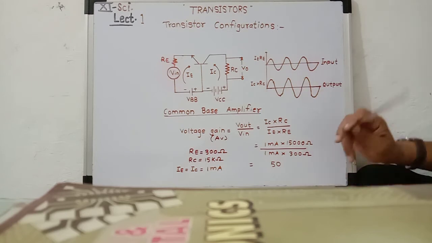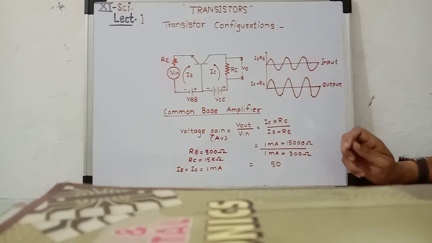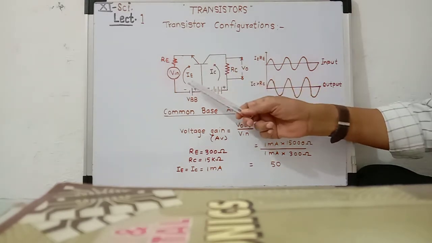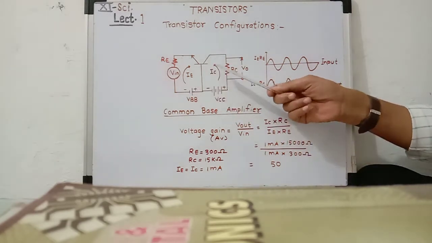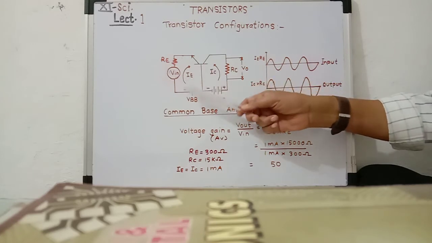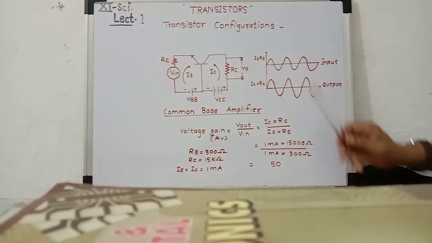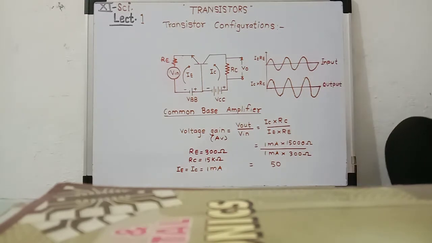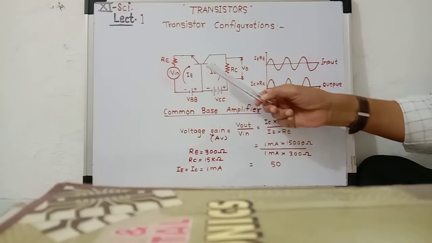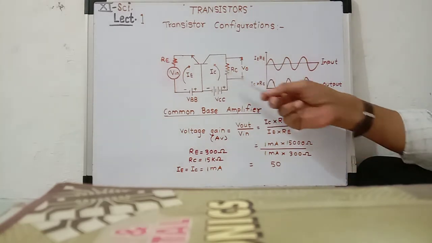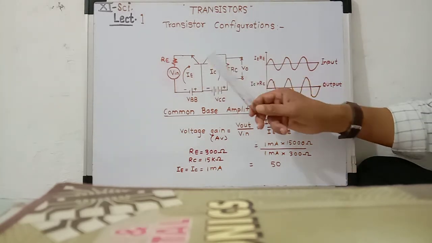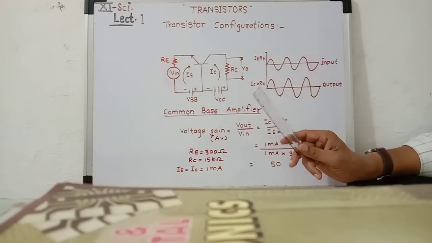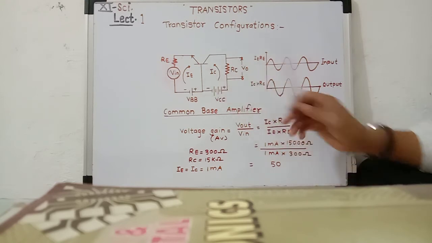The current gain is less than 1, because alpha is equal to IC upon IE, and since the emitter current IE is greater than the collector current IC, alpha is less than 1.